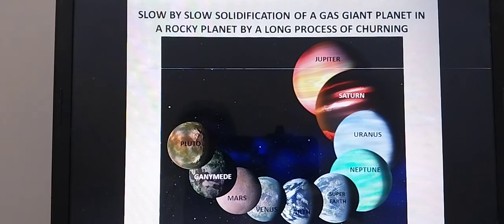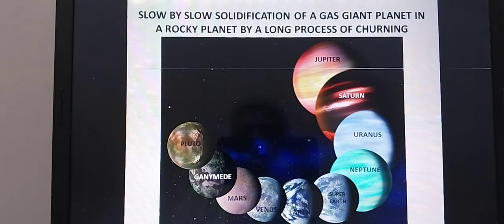So a slow solidification of a gas giant planet into a rocky planet by a long process of churning of matter and energy. So note carefully, this is the figure from the Kepler mission. This figure clearly indicates that between Jupiter, Saturn, Uranus, Neptune, super-Earth and Earth, this is the long process of solidification and contraction of a planet that creates a special geology of the Earth, and you can understand very clearly the origin of continents and oceans by this process.